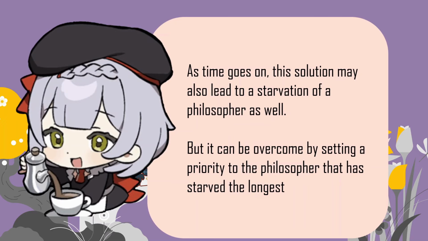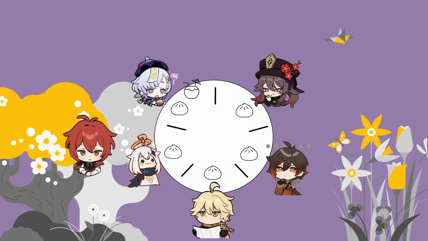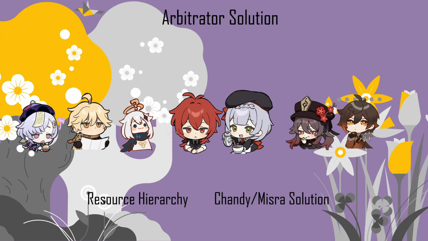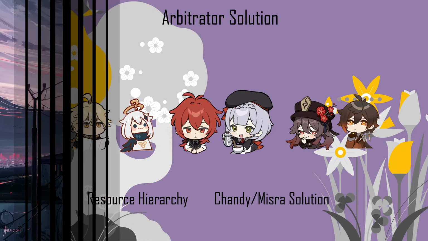As time goes on, this solution may also lead to the starvation of a philosopher, but it can be overcome by setting a priority for the philosopher that has starved the longest. So, that is basically how the arbitrator solution works. There are other solutions as well, such as the resource hierarchy solution and the Chandy-Misra solution. These solutions also resolve the deadlock and starvation problem.